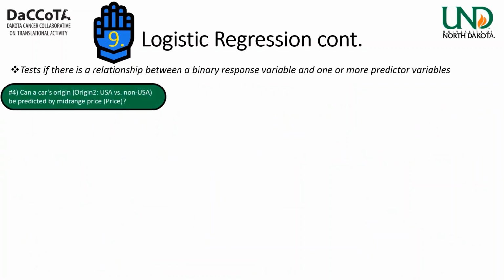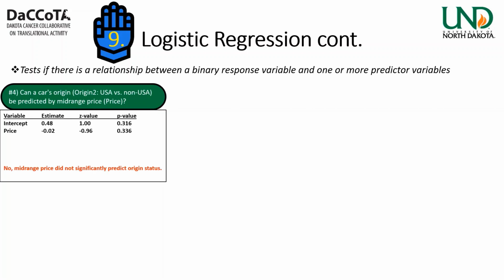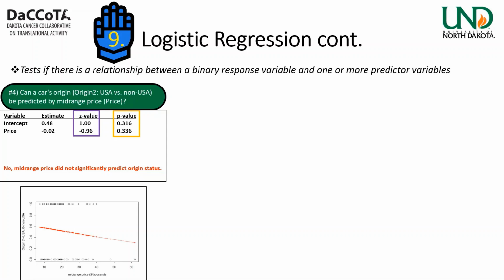So taking an example again with car origin, can we do this by price? And we find here our z-value and a p-value that's not significant. And so it did not significantly predict origin status. And I just showed these in red. You can see here that there's really very little difference. You can't really predict it.